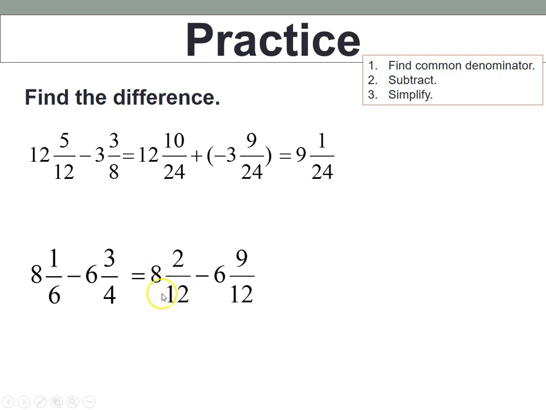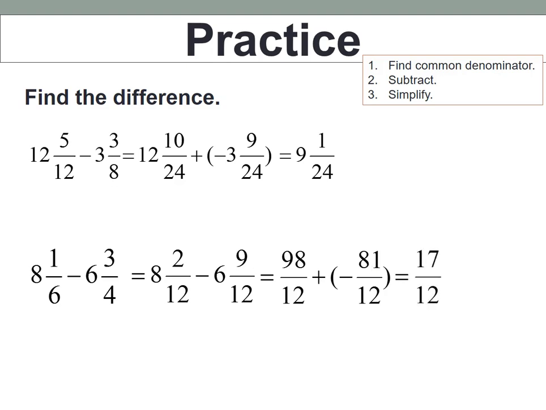So I have 12 times 8. You can use a calculator if you need it. That's 96 plus 2. So I'm going to have 98 over 12. Then I'm going to add the opposite. And I do the same to find the improper fraction. I've got 12 times 6, and then plus 9, I get 81. So minus 81. So 98 plus negative 81. So I could think about my different methods, number line, good guy bad guy, temperature model. I would get 17 over 12.